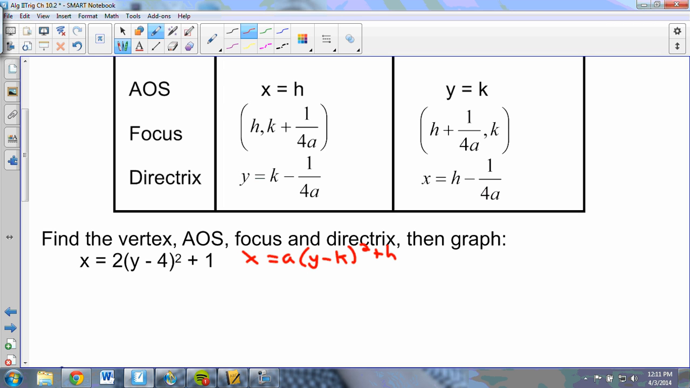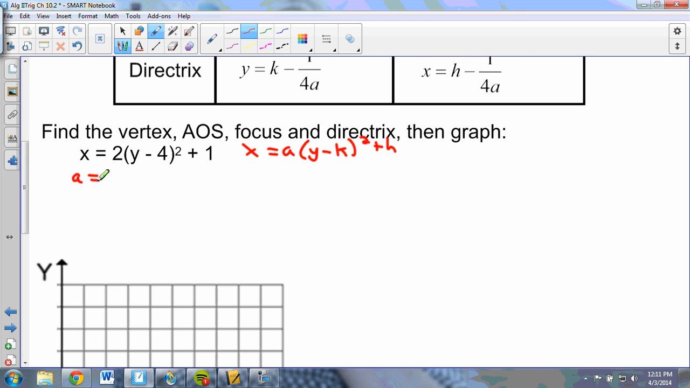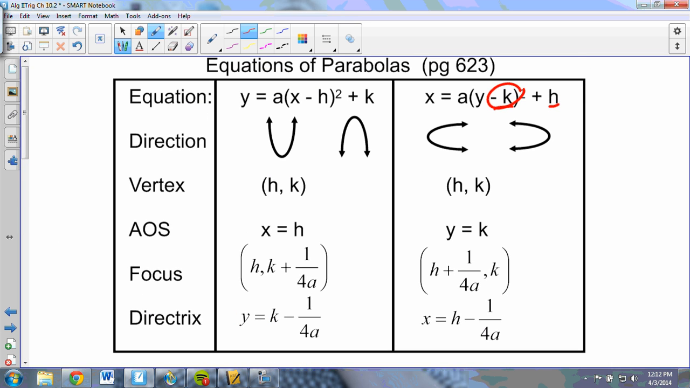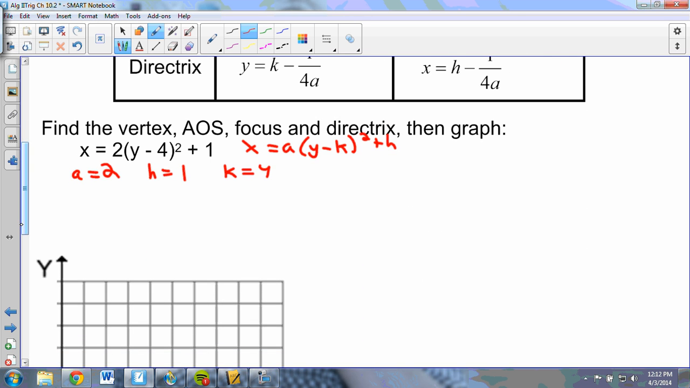The most helpful thing is to start by figuring out what a, h, and k are. So right now, what's a, what's h, and what's k? A is 2. K is actually just 4. H is 1. Because of this negative here, we take the opposite of the k value. Since it was y minus k, k would be 4, so that y minus 4 would be the negative 4.